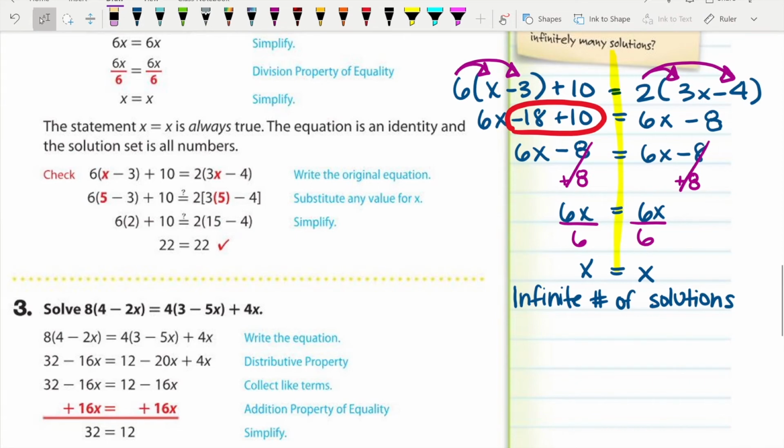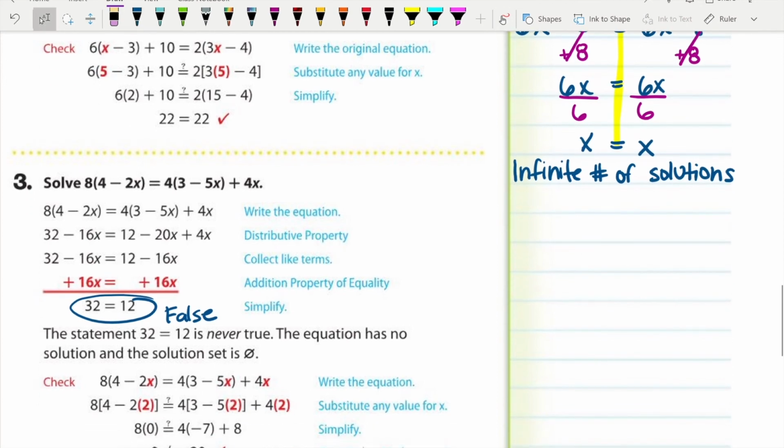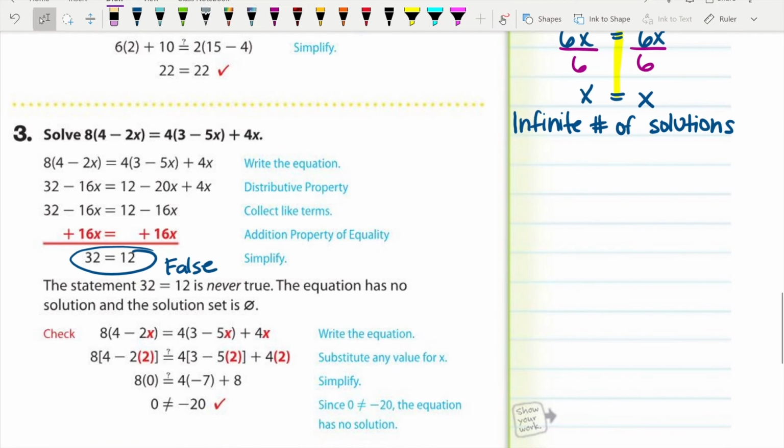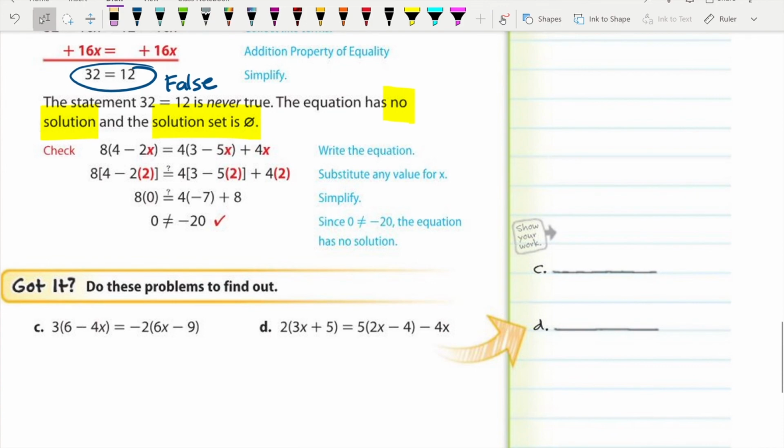So example 3 goes on and does the same thing, but notice at the end, they get 32 is equal to 12. Well, you all know that that is false. That is a not true statement. So since it is not true, that means there are no values that x can be equal to. There is no solution. Okay, that is going to be no solution for x. So the solution set would be nothing. And we don't say 0 because that could be seen as a number. So go ahead and try example C and example D.